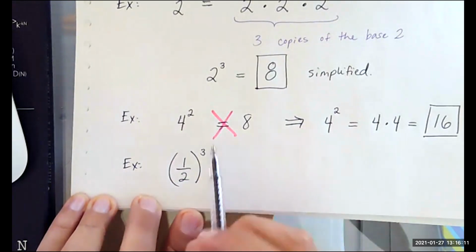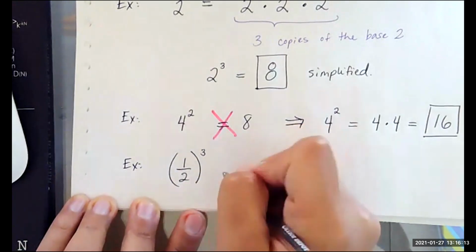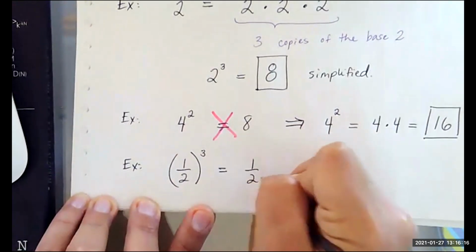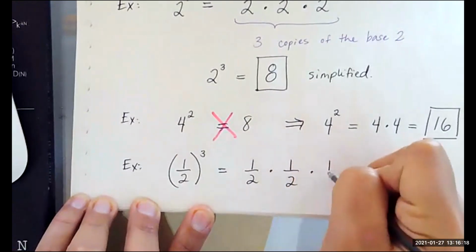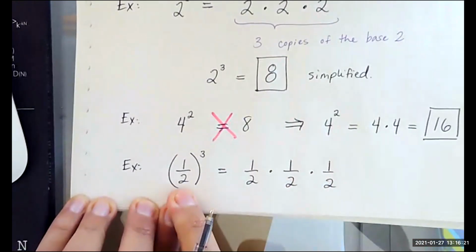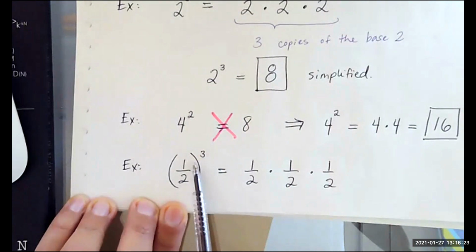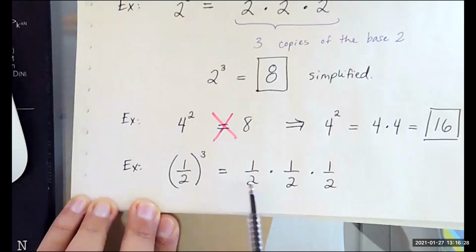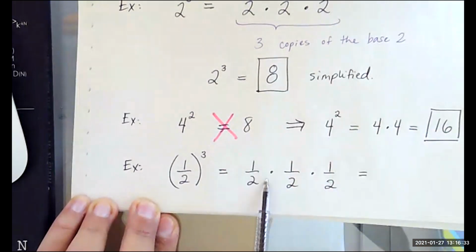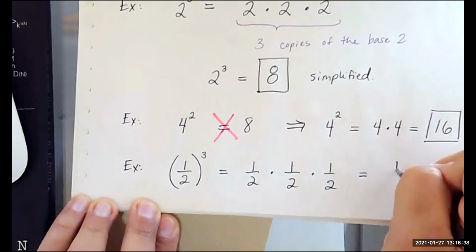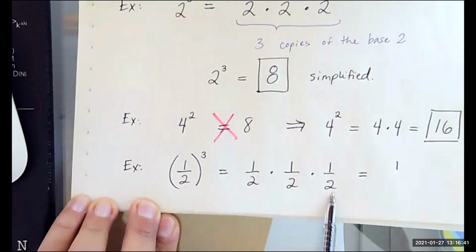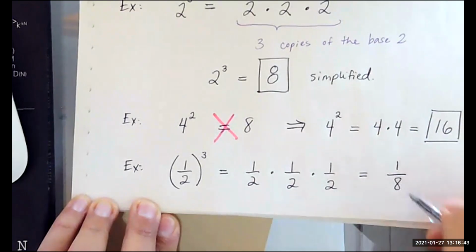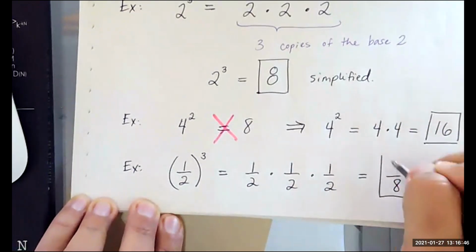So to solve this, we'll go ahead and write it out as 1/2 times 1/2 times 1/2. 3 copies of the base. So this 3 is being applied to everything that's in the parentheses. The stuff in parentheses is the base, so we write 3 copies of it and just multiply it out. On the top, when you're multiplying multiple fractions, you're just doing 1 times 1 times 1. On the bottom here, 2 times 2 times 2, which is going to be 8. So this will be your answer.